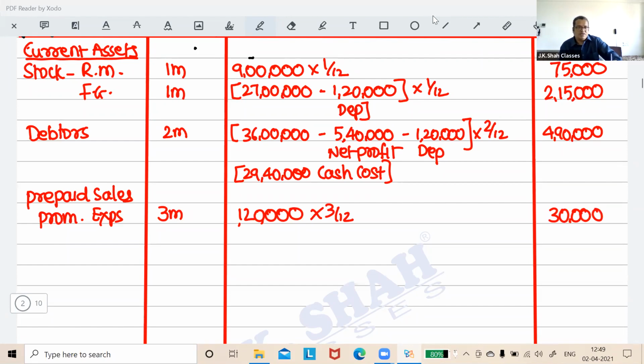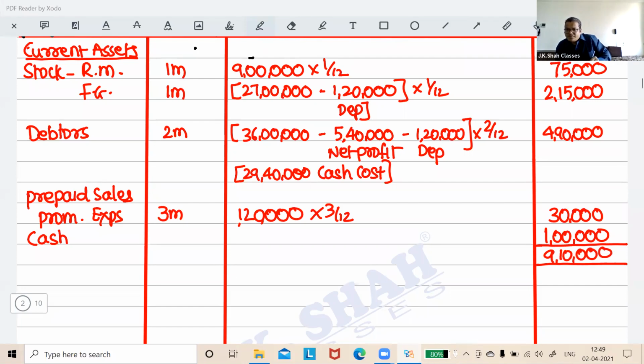Right. And other than this, what you need? You need a cash of how much? You need a cash of 1 lakh. Right, friends? So we take a total of this. We are done with the current assets now. 75,000 plus 2,00,000 plus 490 plus this. So you got a total of 9,10,000, guys, right?